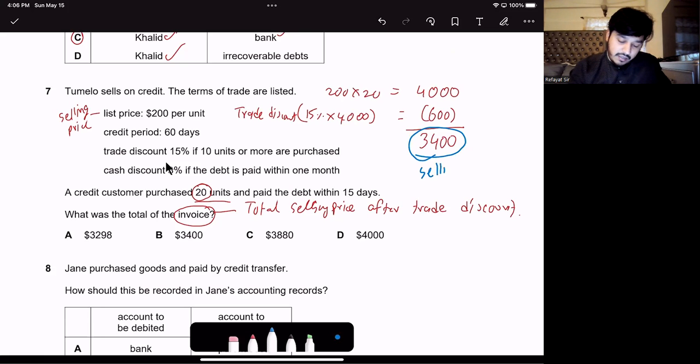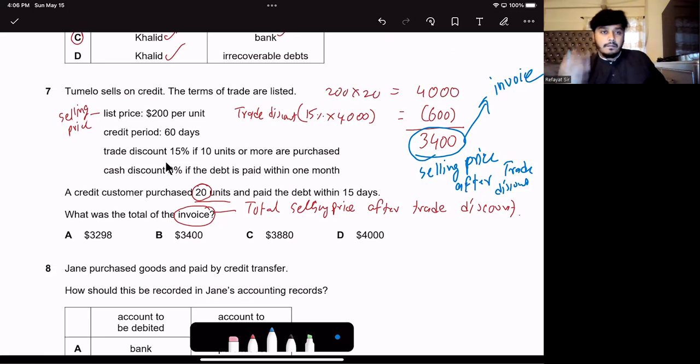This is the actual selling price after trade discount, and this amount is shown in the invoice. So only trade discount is subtracted from the actual price of the product, and the after-trade-discount price is the amount printed in the invoice. The answer is B. Cash discount is never shown in invoices.